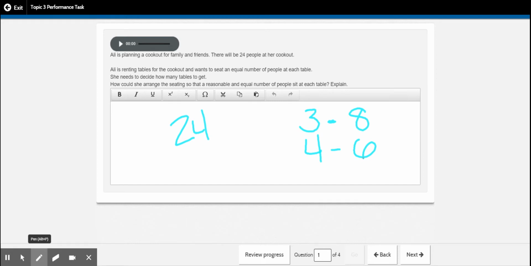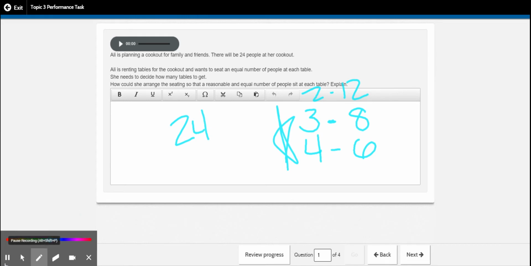Now, of course, 2 and 12 is a choice. 12 tables of 2, that's usually probably going to have more than 2 people at a cookout. And 2 tables of 12 is awful large. So most of you went with these two. And I gave you credit as long as you chose factors of 24.